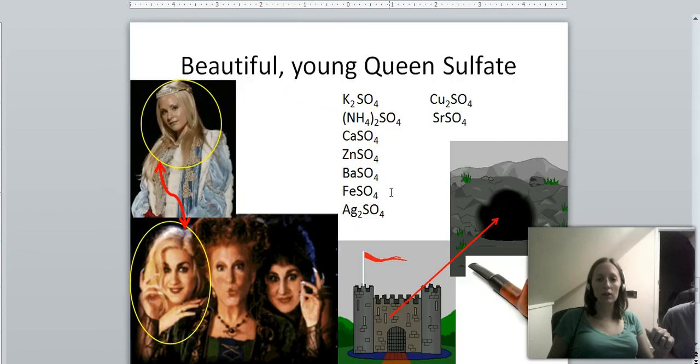Next. Go back one. Beautiful, young Queen Sulfate. Apparently you have to say beautiful, young every time. I'm not really sure. All right, here's the thing.